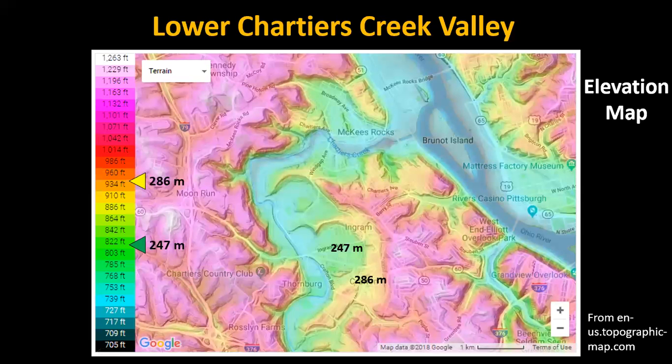Here's a really good example of terraces from Lower Chartiers Creek. You can see the Ohio River in this elevation map in the upper right. Chartiers Creek flows into the Ohio at McKees Rocks. And along the flank of the Chartiers Creek Valley in Crafton-Ingram are these beautiful terraces.